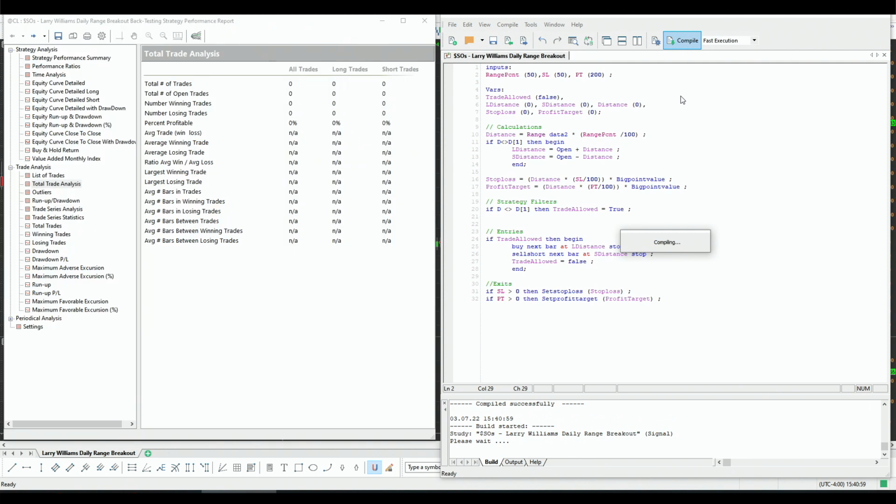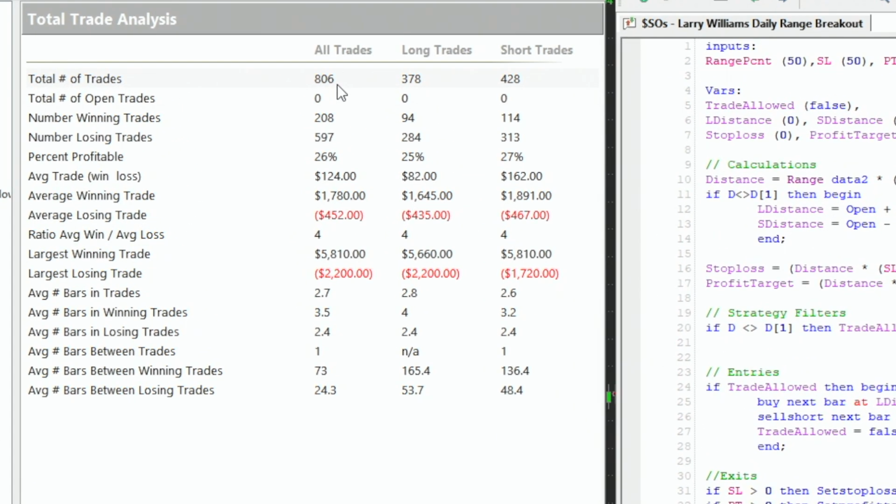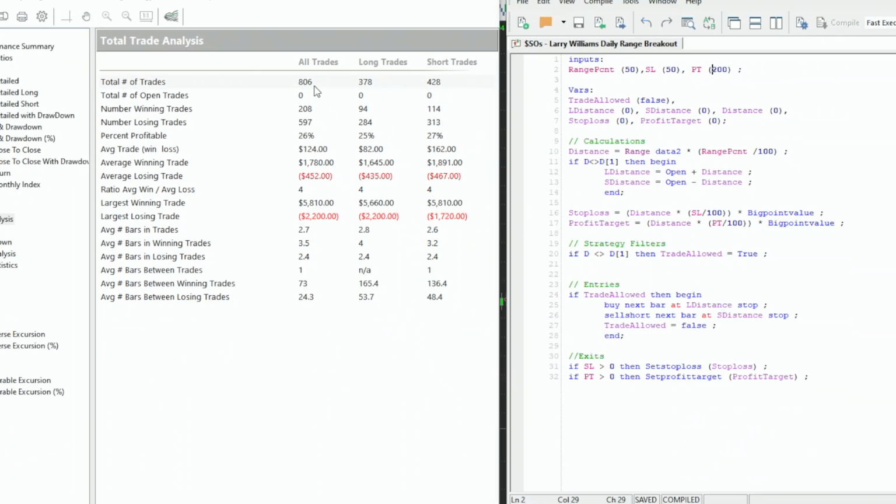So let's compile the strategy. And now we have, of course, more trades as expected because there are stop losses, so you're exiting more so you can have more entries.